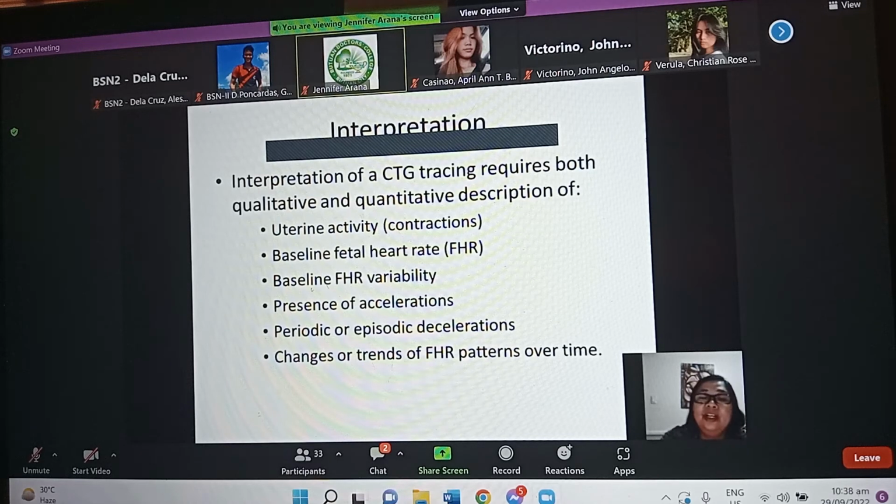Okay, so interpretation of a cardiotocograph tracing requires both qualitative and quantitative description of the uterine activity or uterine contraction, the baseline fetal heart rate, the baseline FHR variability, the presence of accelerations, periodic or episodic decelerations, and changes or trends in the fetal heart rate patterns over time.